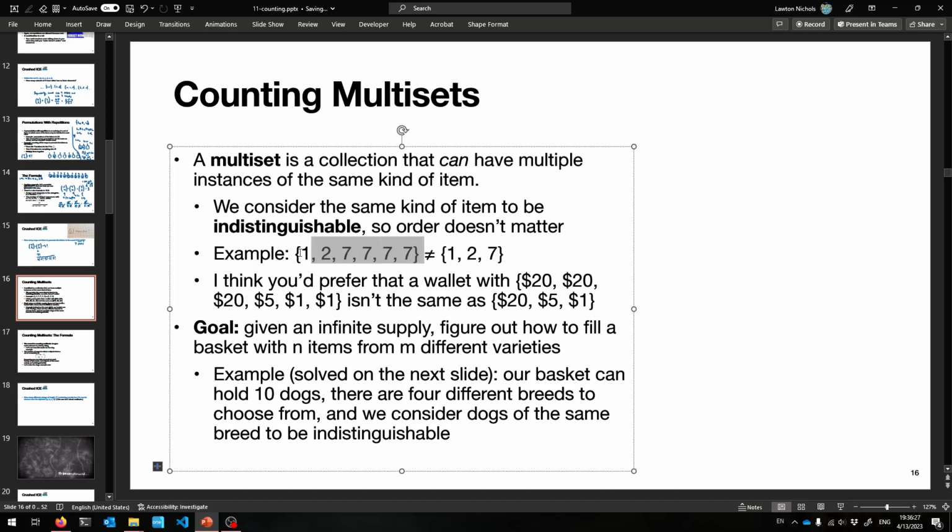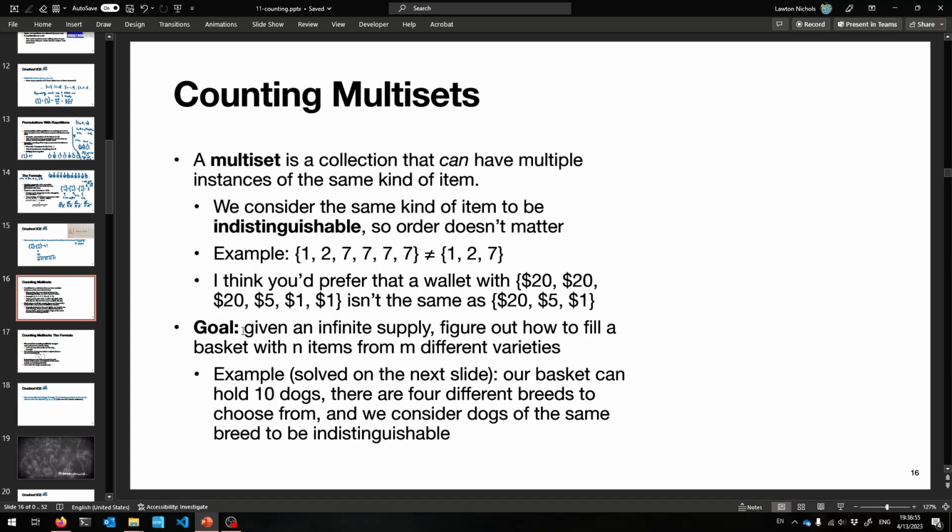This is a multi-set with duplicates. It's not equal to this multi-set. I hope you see that. And there are reasons to want to have multi-sets in math. It's so you can represent ideas like, I think you want a wallet with this multi-set of bills rather than forcing that to be the same as, oh, I just have 120. Right? So that's why multisets matter, and I would like to count multisets in a certain way.